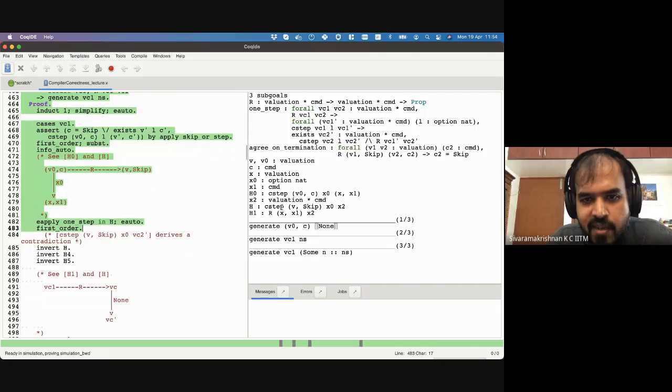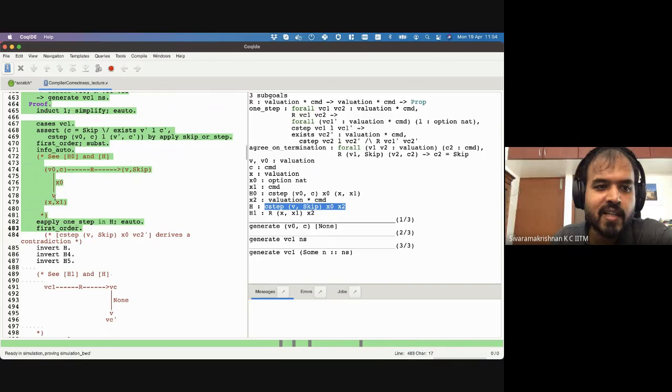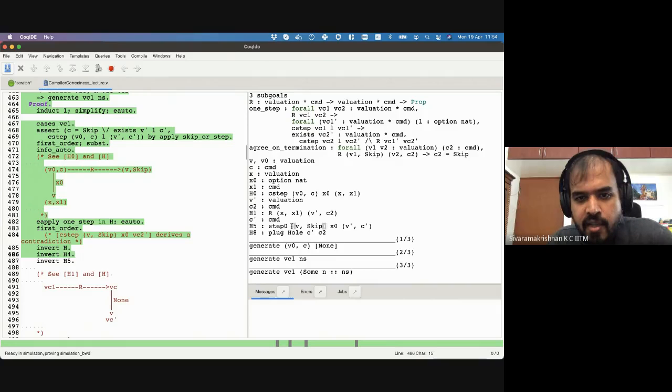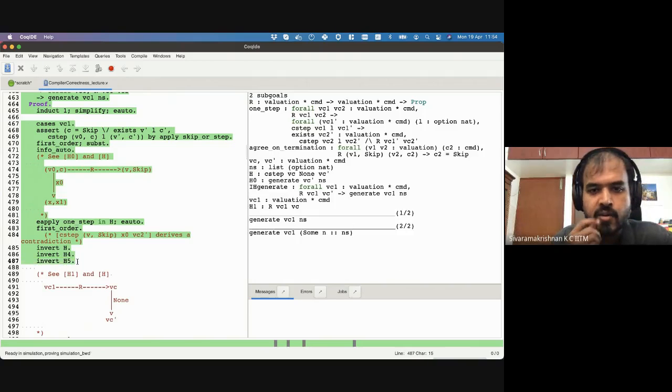Observe that you have this one now. Because of one step, what it says is that because you were able to take the left-hand side step, you should be able to take a right-hand side step. But the right-hand side is already at skip. If you invert it enough times, you will derive a contradiction. So let's invert H once. Let's invert H4 now. And now you see that there is a step zero rule from skip to something else. This rule does not exist. So it's a contradiction that goes through.